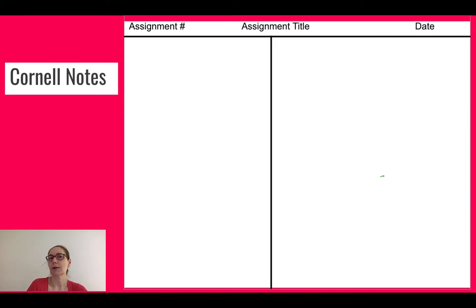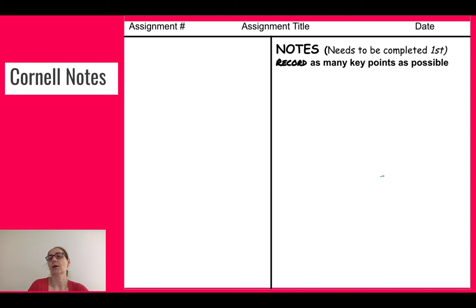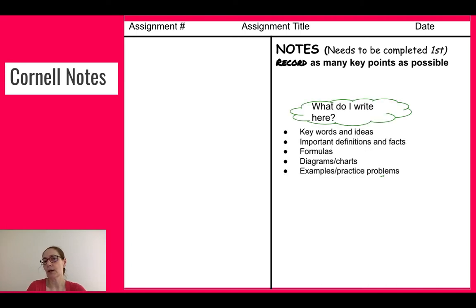But you have your assignment number, assignment title on top, and date. The Cornell notes basically have two columns. One is the notes column and the other one the cues column. You're going to start on the first, the notes on the right hand side. Basically, you record as many key points as you possibly can from your video. So examples of what you could write is keywords, ideas, important definitions, facts, formulas, diagrams, charts, examples, practice problems.